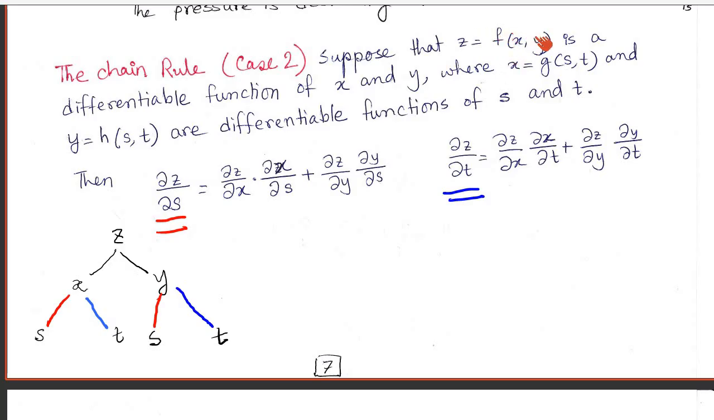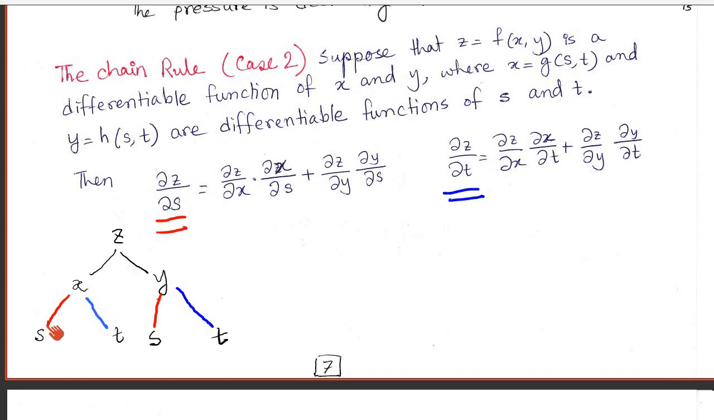Second case of chain rule. Suppose z represented as function of x, y is a differentiable function of x and y, where x is presented in terms of function of s, t, y also presented in terms of function of s, t are differentiable functions of s and t. So z is a function of x, y, x is a function of s and t, y also is a function of s and t.